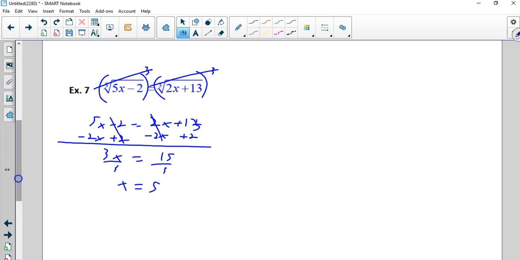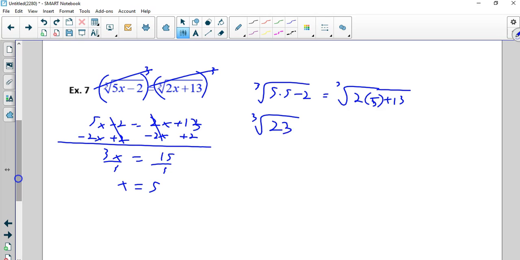Now we got to check it. So we do the cube root of 5 times 5 minus 2 equals the cube root of 2 times 5 plus 13. So that gives me the cube root of 25 minus 2 is 23, equal to the cube root of 2 times 5 is 10, plus 13 is 23. We could calculate that down to a decimal, but you can obviously see that the cube root of 23 is equal to the cube root of 23, so it checks out. x equals 5 is a valid solution.